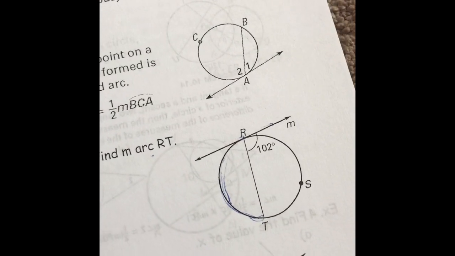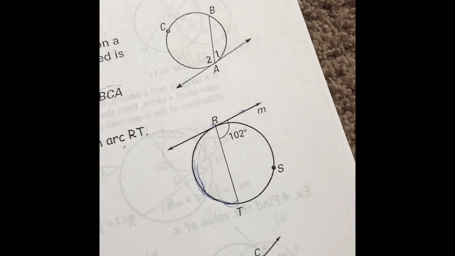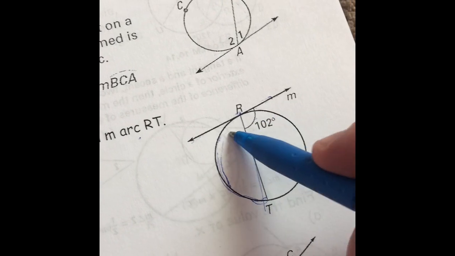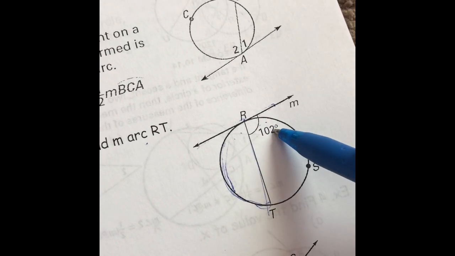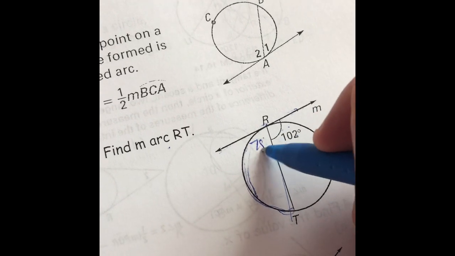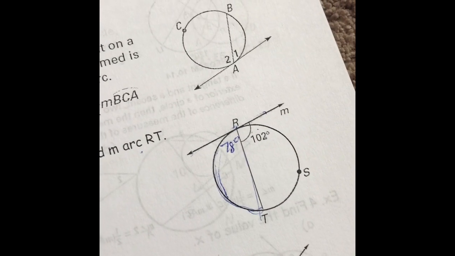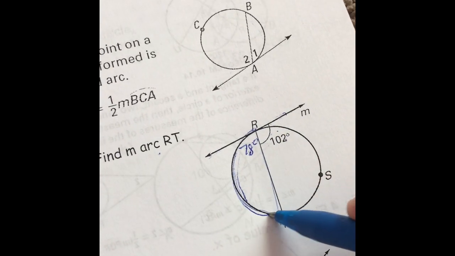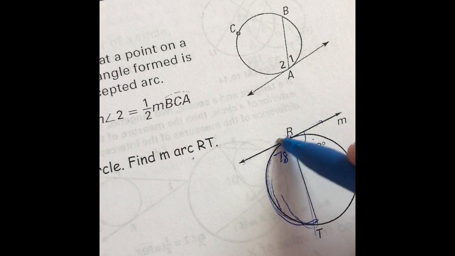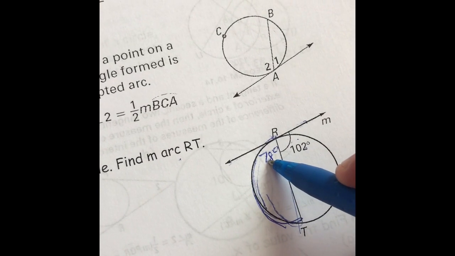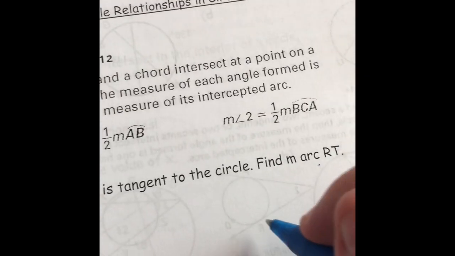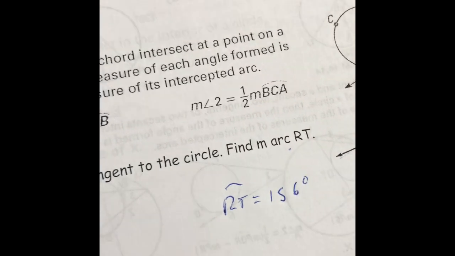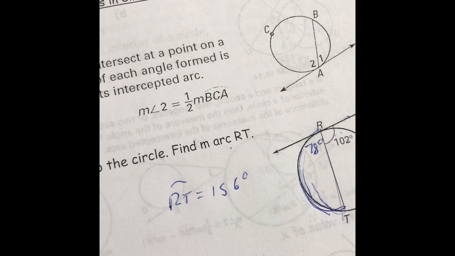So you could do this one of two ways. The easiest way would be this: I've got a line and an angle, so these two angles have to be supplementary. If this is 102, that means this angle has to be 78 degrees. According to the theorem we just talked about, this angle is half of the arc that it intercepts. Arc RT is the arc that this intercepts, so 78 is half of that arc. So that arc has to be 156 degrees, because half of 156 is your 78.